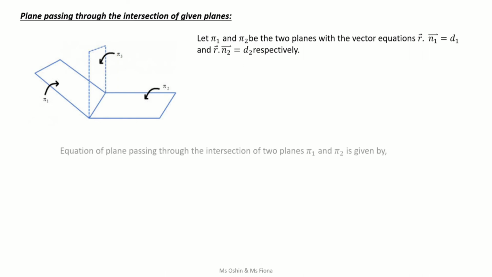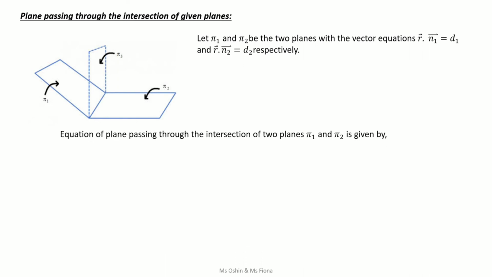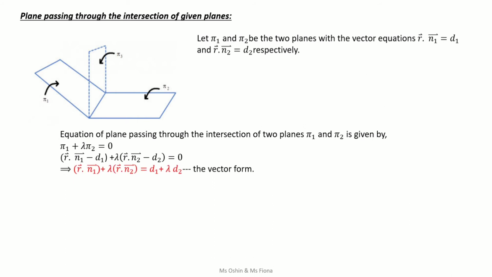The equation of the plane passing through the intersection of plane 1 and plane 2 is given by pi 1 plus lambda times pi 2 is equal to 0. Substituting pi 1 as vector r dot n1 vector minus d1 plus lambda times plane pi 2, vector r dot n2 vector minus d2, equal to 0, and simplifying we get vector r dot vector n1 plus lambda times vector r dot vector n2 is equal to d1 plus lambda d2.